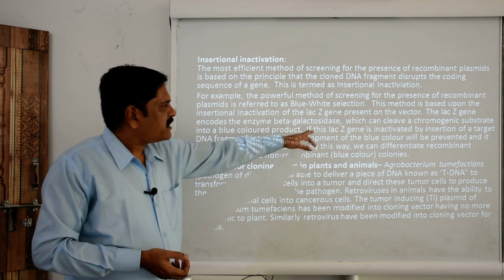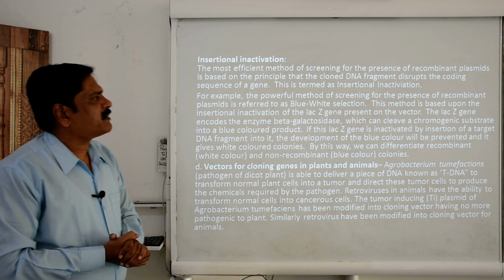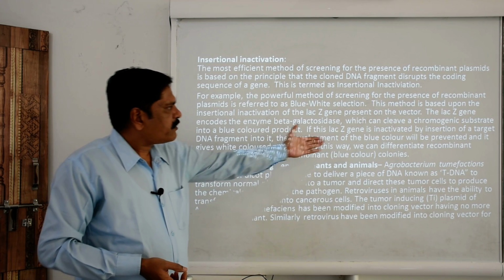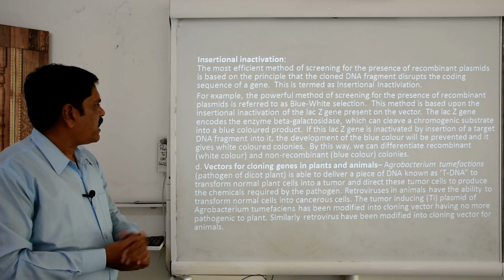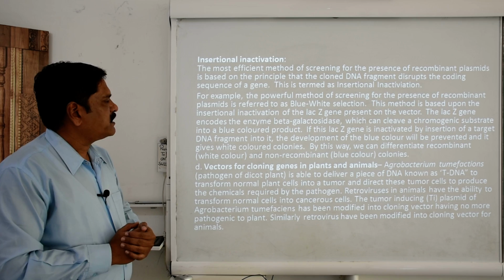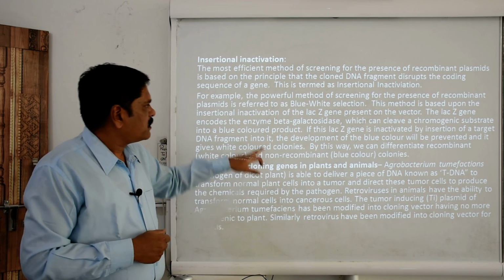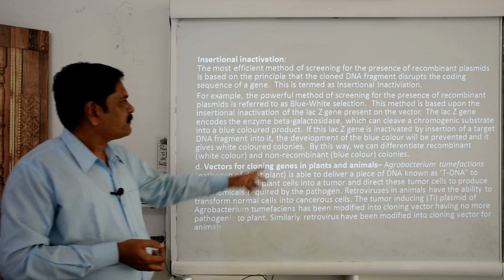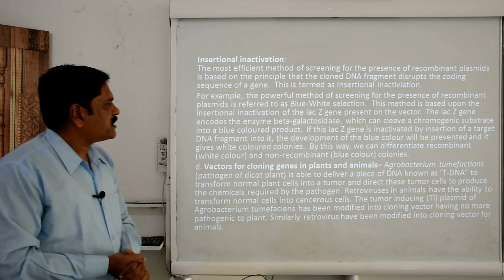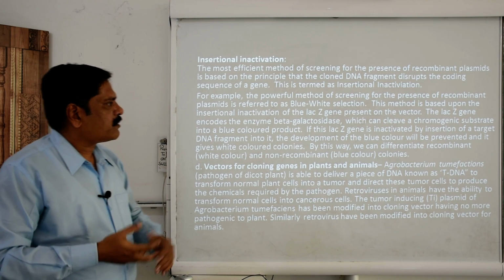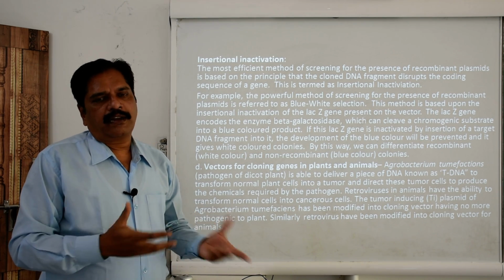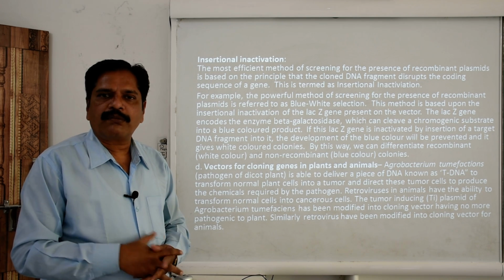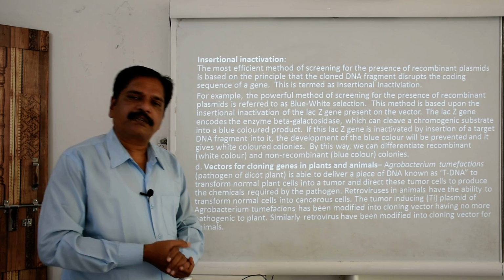So if this lacZ gene is inactivated by insertion of a target DNA fragment into it, the development of the blue color will be prevented, and it gives white colored colonies. That means the production of beta-galactosidase is restricted there. So in this way we can differentiate recombinant and non-recombinant colonies. Non-recombinant colonies can be seen with the help of the product, and recombinant ones are recognized by the absence of this product.